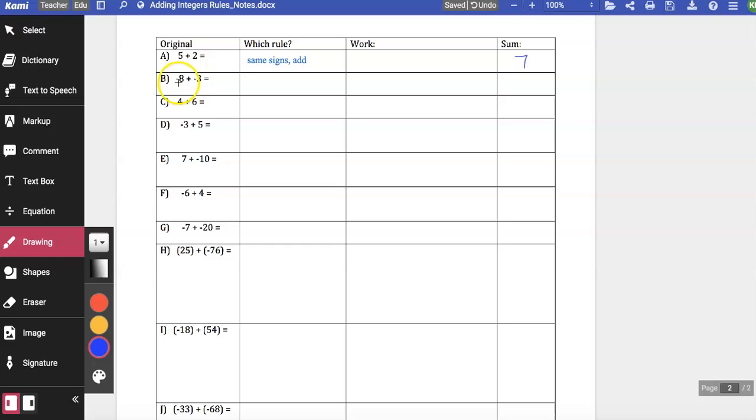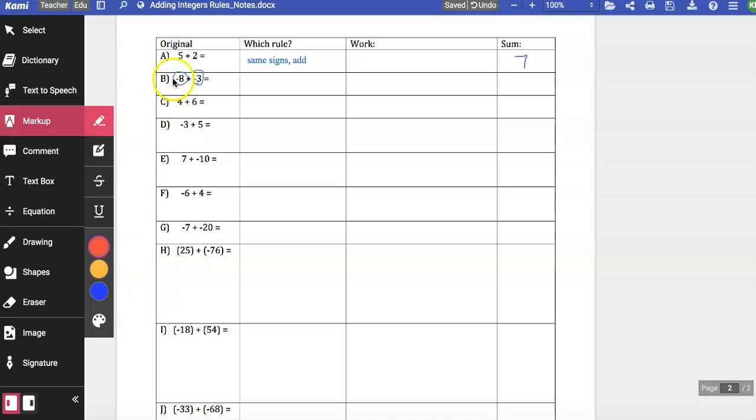All right, part B, negative 8 plus negative 3. Are the signs the same? So look at these two numbers. Are those the same or are the signs different? And it might help you. You might at this point need to use your highlighter. So we have a negative 8. Oops. I don't think it's going to work because I circled it. Let me undo that.